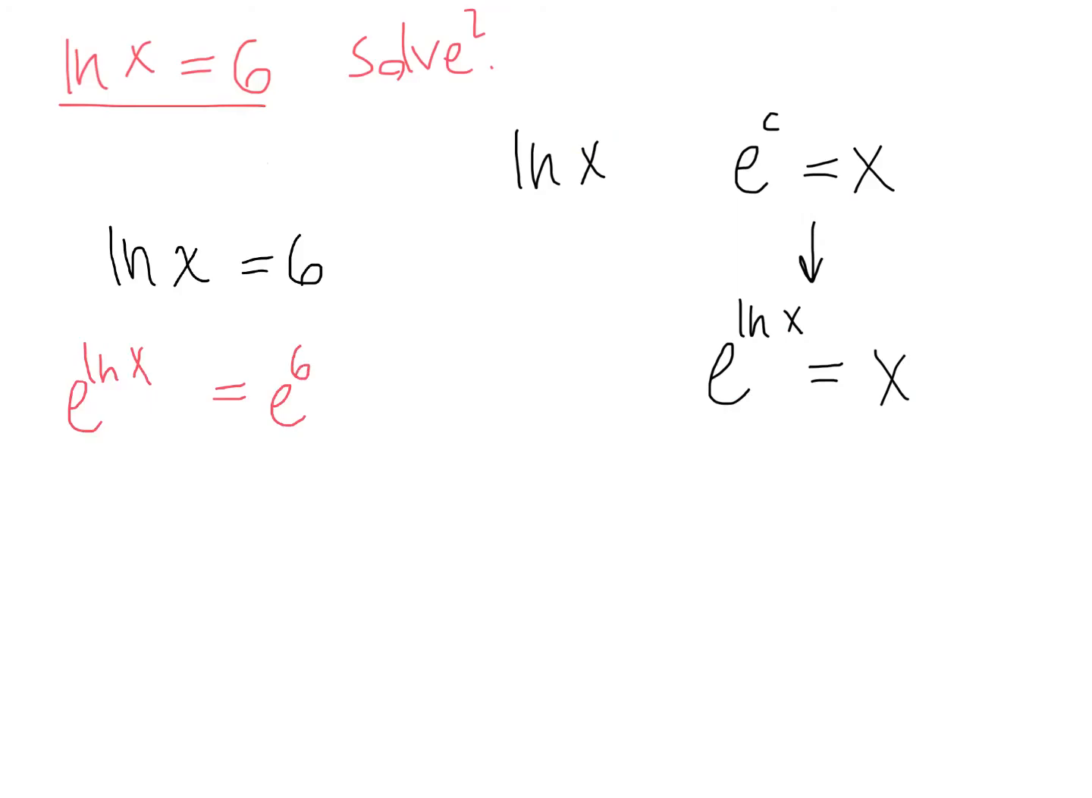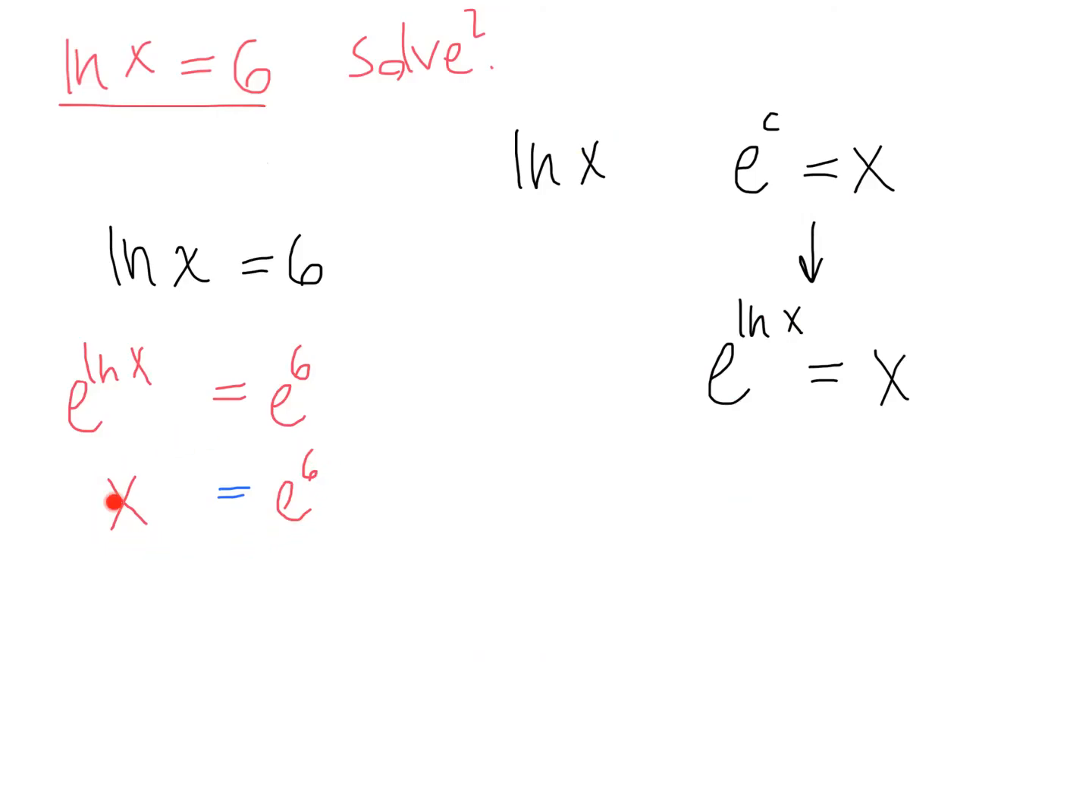Now on the left side, what is e to the ln of x? Well, remember we talked about it. If we take ln of some variable and we take e and raise it to that power, we're just left with whatever the variable is. So I'm left with x is equal to e to the 6th power. But e to the 6th power is pretty simple. That's just some number that I can compute. It's nothing too crazy. It's 2.718 to the 6th power, basically. That's a good approximation.